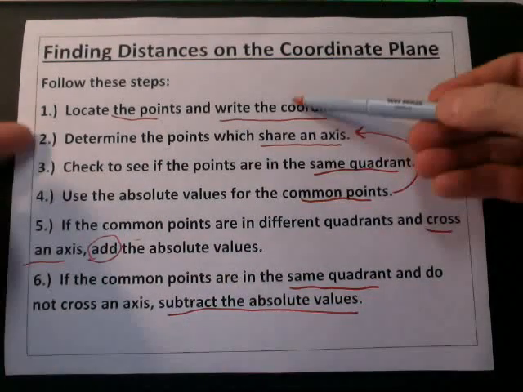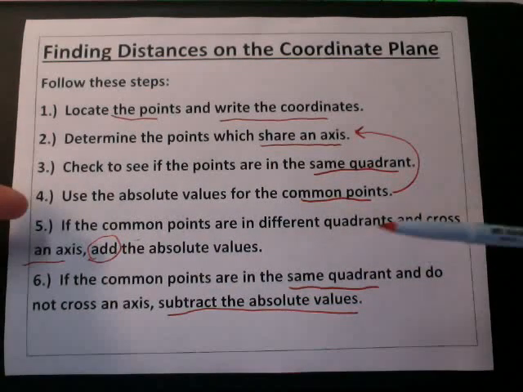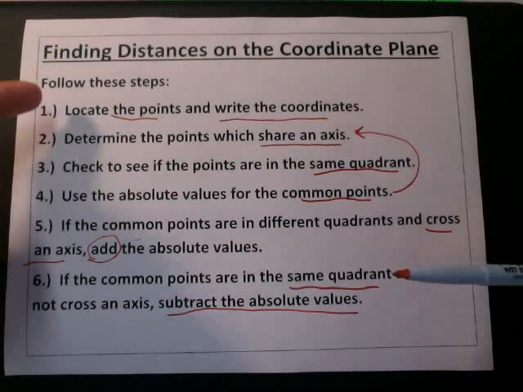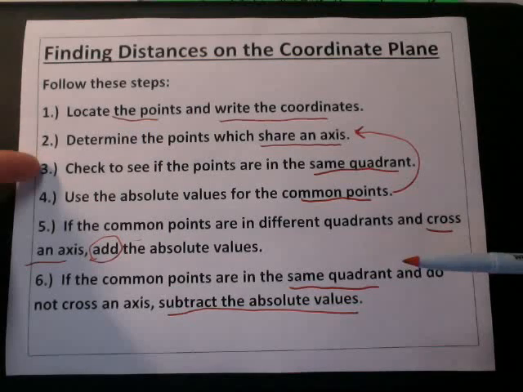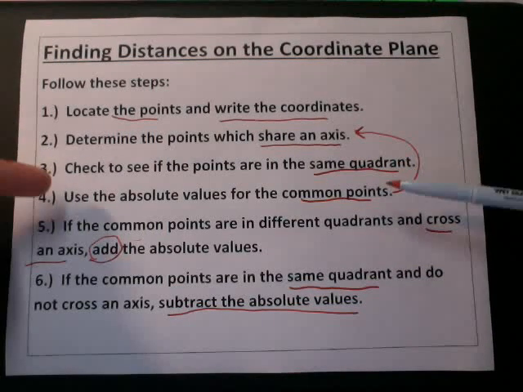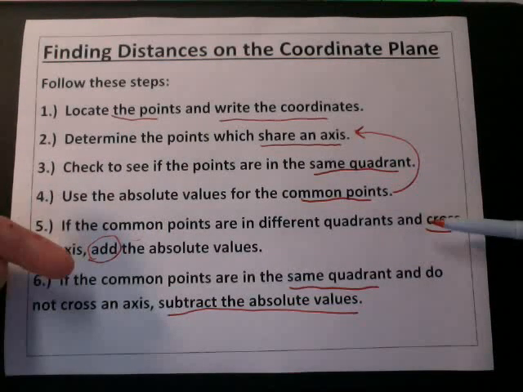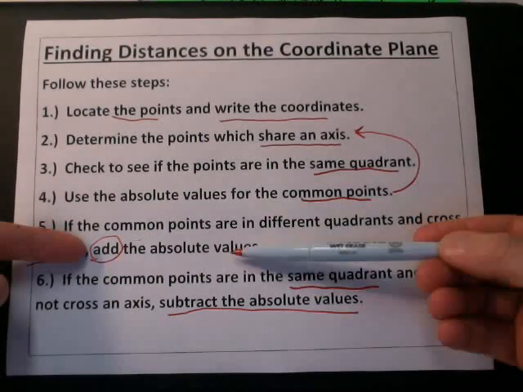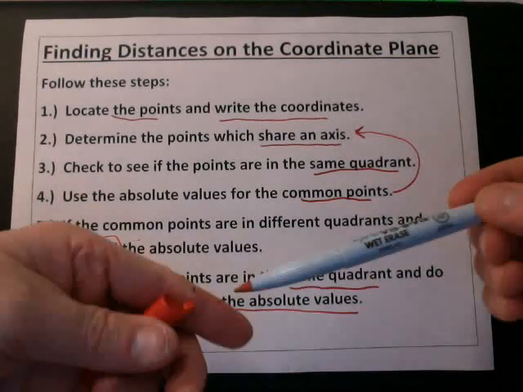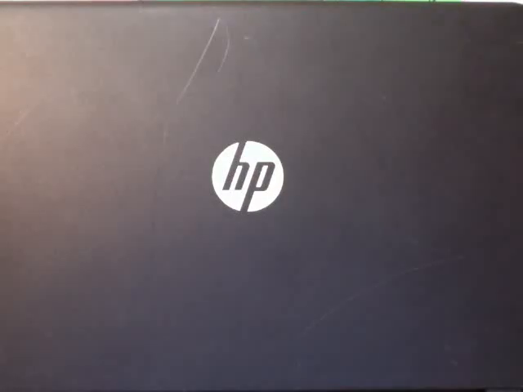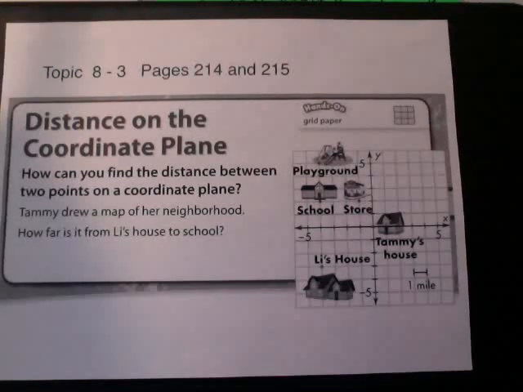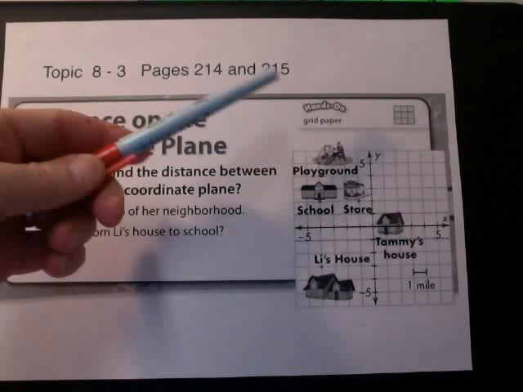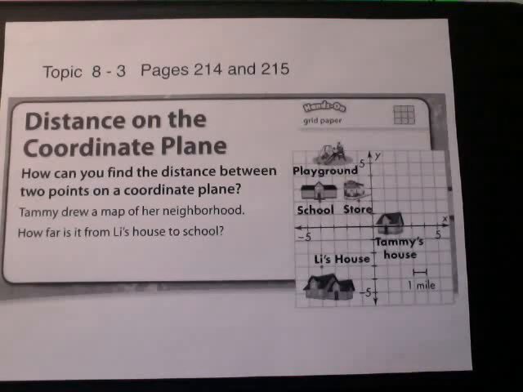Okay, so these are the steps. The important steps would be, number one, write down your coordinates, and then check to see whether or not your common points are in the same quadrant, to decide whether or not you're going to add absolute values or subtract absolute values. Okay, so let's take a look at how the book presents it to us. You're going to want to pause the video and open up your book to pages 214 and 215 so you can follow along.